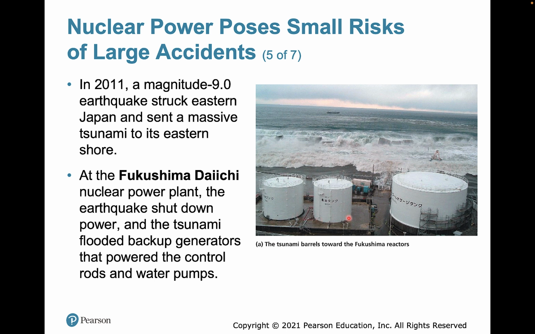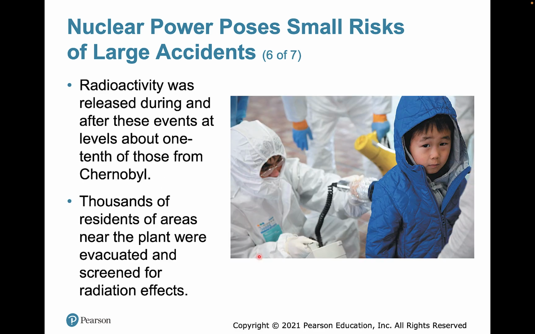a power plant called Fukushima Daiichi, and the earthquake shut down the power. But as would make sense with nuclear power plants, there's a lot of redundancy. So there's generators. So that was fine. The earthquake knocked out the power, so the generators kicked on, but the tsunami came in and flooded the generators. Okay. So when that happened, there was no way to pump water into the reactor cores, and there was no way to get the control rods to move.